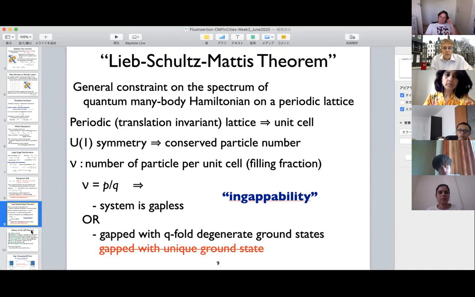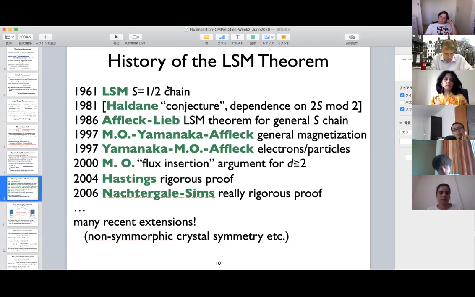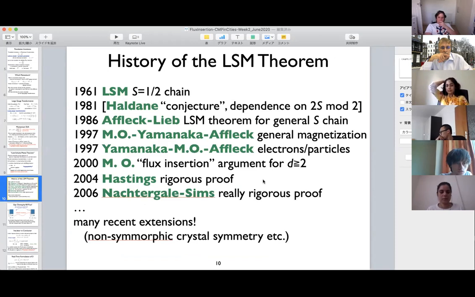So, probably many people are familiar with this, so I shouldn't spend too much time on it, but this has a long history. Originally it was just a theorem for the spin one-half chain, but it gradually extended its range of applications. And now there are more rigorous proofs, so you don't really need the flux insertion argument. But I think it's still intuitive, so it's useful in extending and finding more applications.